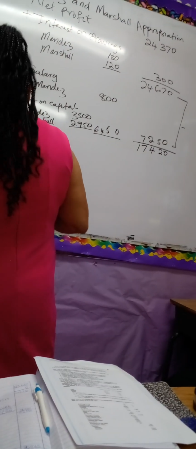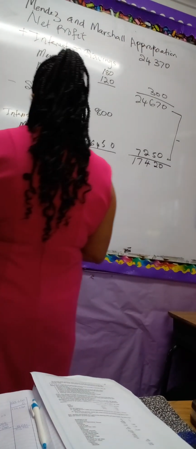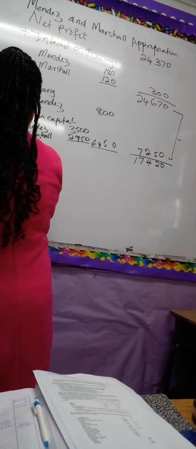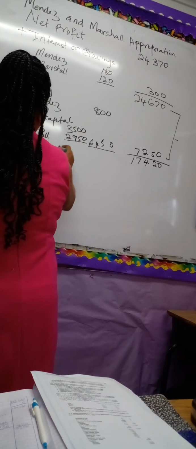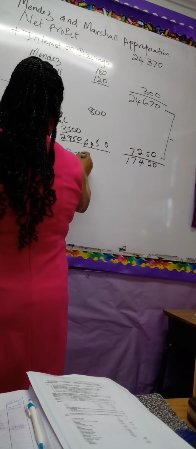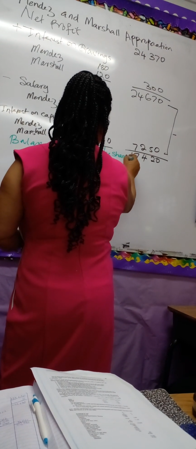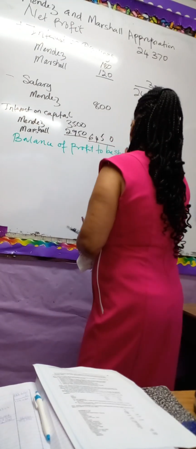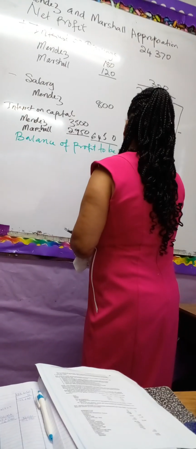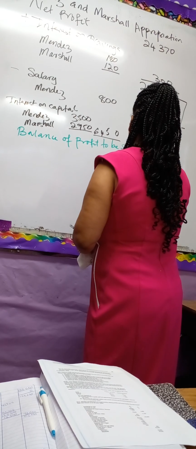I have to find a different color ink here. Balance of profit to be shared. It's important that we write in all of these because it's important that we know how to calculate each of these parts. Balance of profit to be shared.